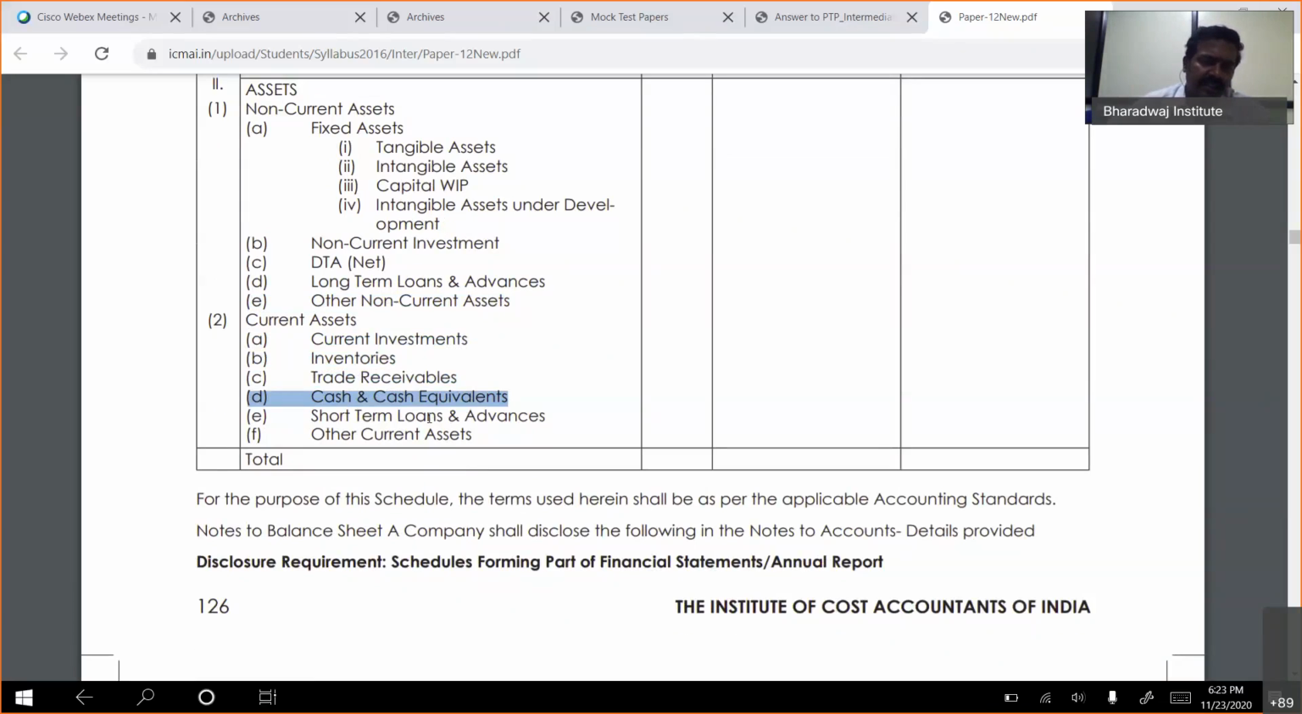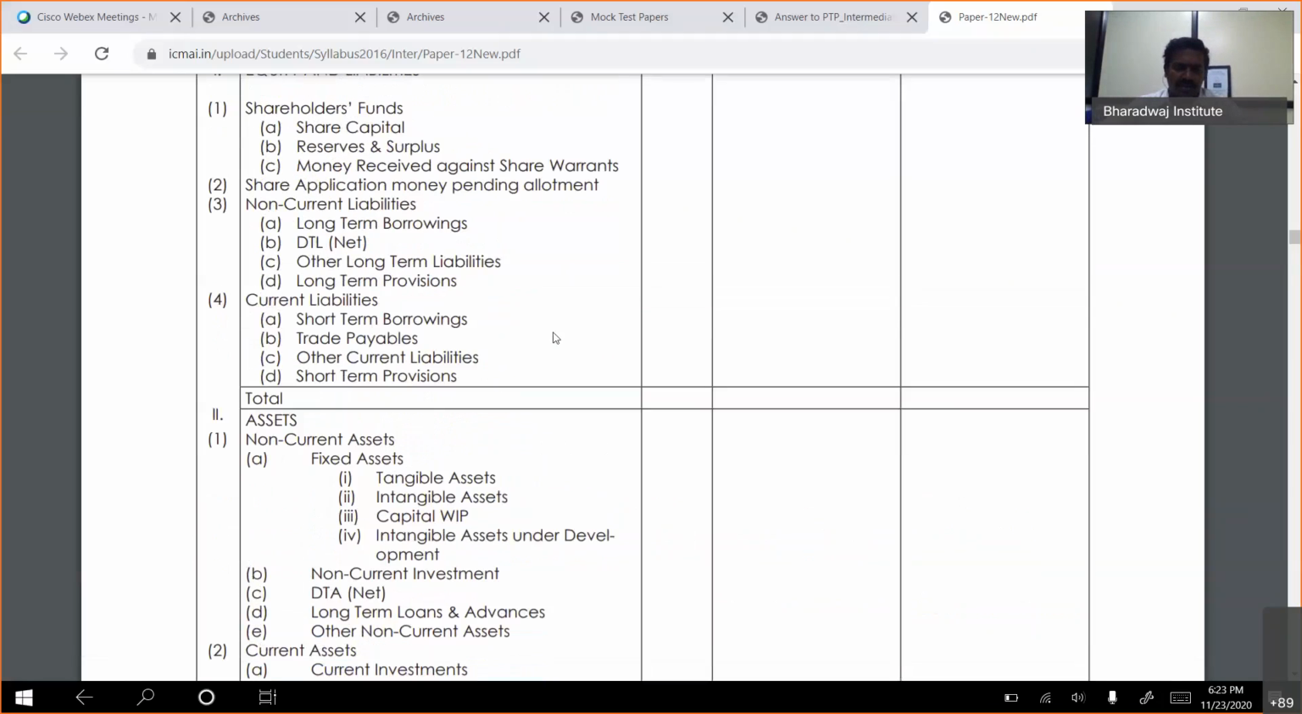Then any short-term loans and advances given. This can be advance tax or salary advances given, all those things. Any other current asset, which may be like prepaid expenses, accrued incomes. This is the format of the balance sheet, which you have noted already. I just ran through it.